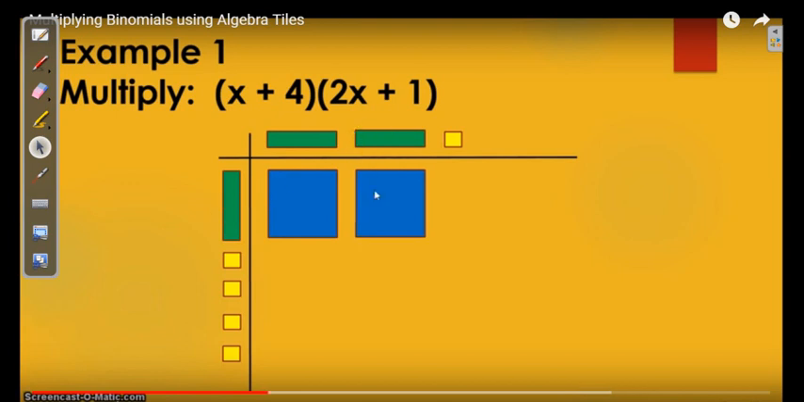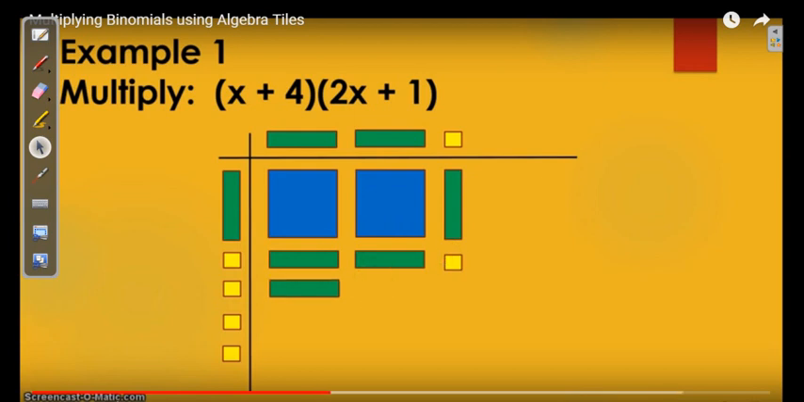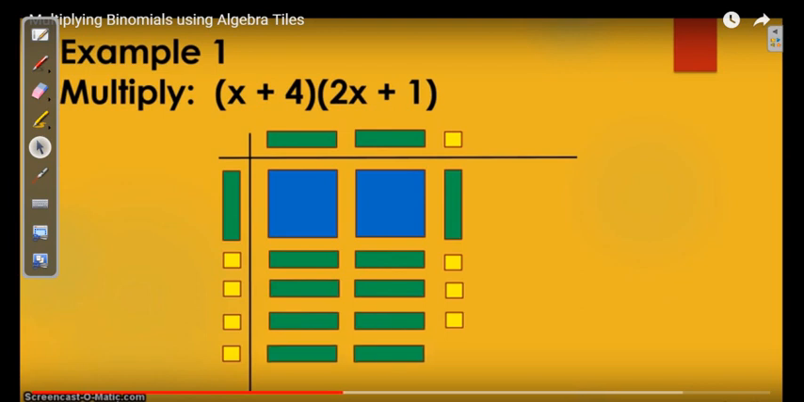X times 1, 1x. And we do this for the entire chart until there's no terms or blocks left. 1 times x, x, 1 times x, x, and 1 times 1, which is 1. The bottom three lines are exactly the same as the line we just completed, leaving us x, x, and positive 1 all the way down. The solution are the tiles that remain inside this chart.